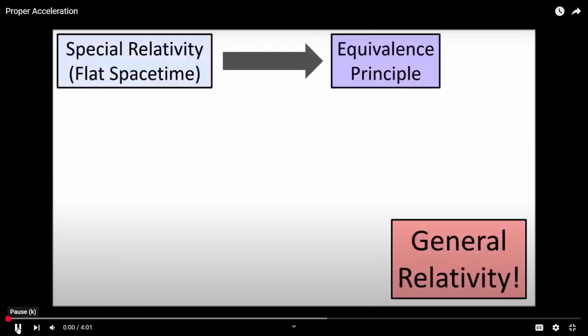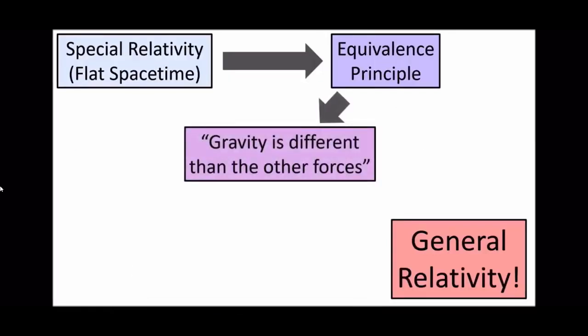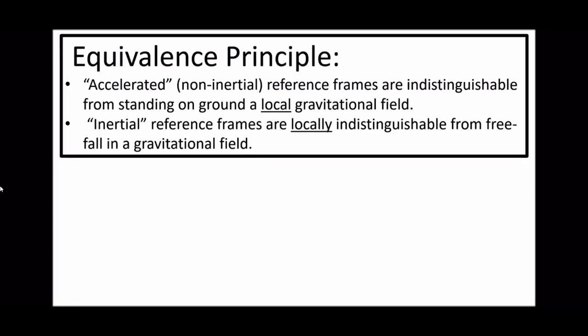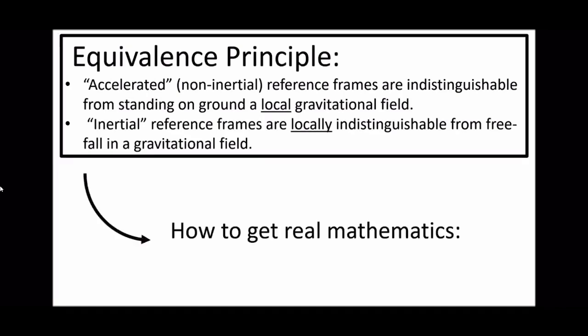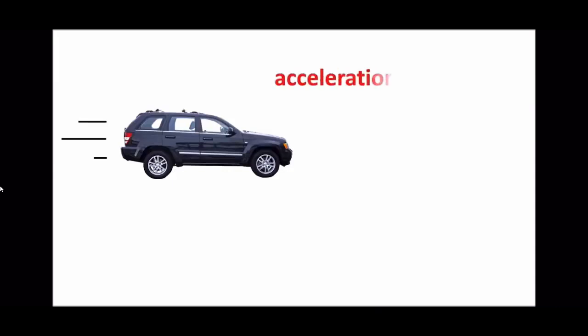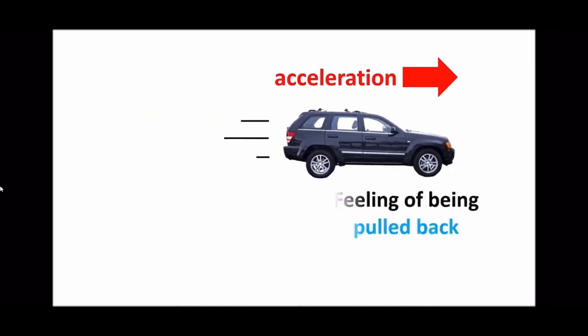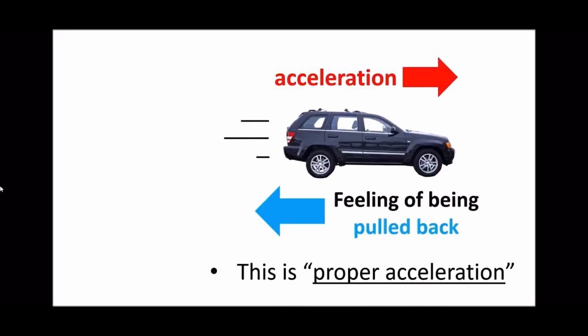Okay, cool. Now that we've stated the equivalence principle, let's see how gravity is different from the other forces. To do this, we're going to have to turn the equivalence principle into real mathematics, so that we can do calculations that involve both gravity and relativity. And to do this, we'll introduce the concept of proper acceleration, which is measured by an accelerometer. If you're inside a car and the driver steps down hard on the gas pedal, causing acceleration, you will feel as if you're being pulled towards the back of the car.